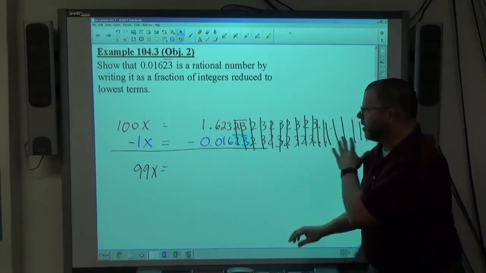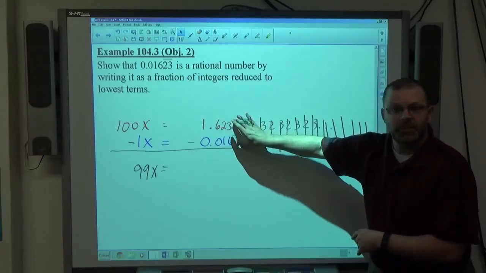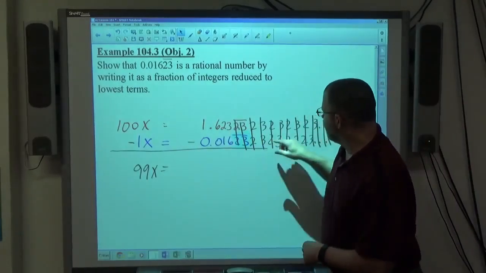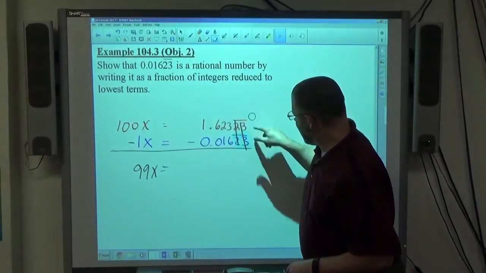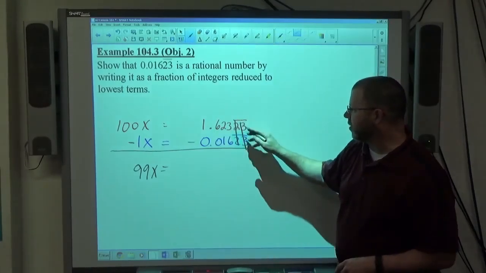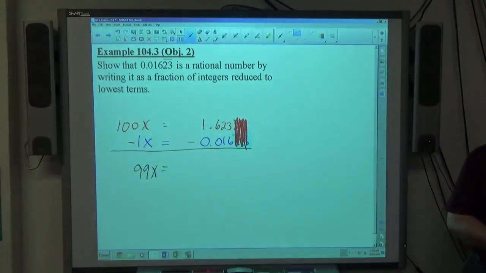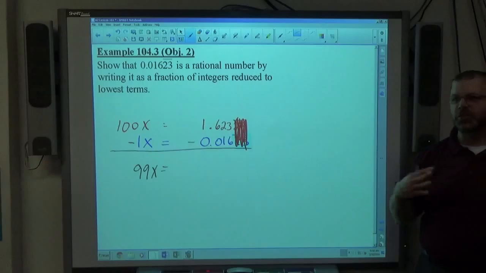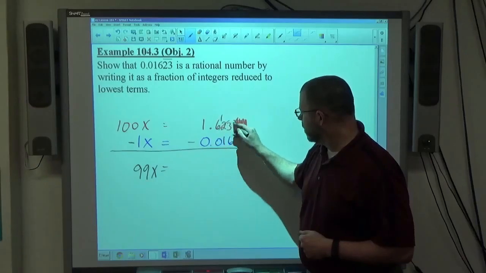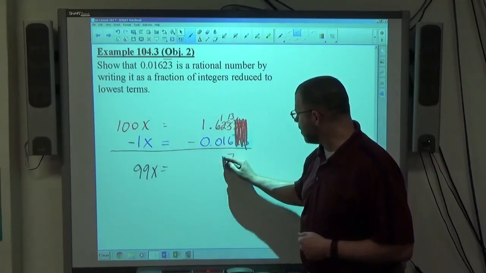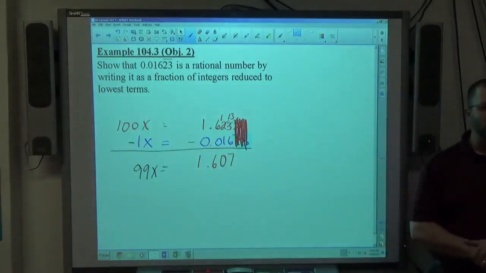So the effect all this has, since we got these two repeating things in the same location and we're subtracting, is that even though there's infinity of them, it's sufficient to just do that. The 2's cancel the 2's, the 3's cancel the 3's. Those are gone. And just like that, the infinity goes away from the problem, and we're left with finite. We're left with simple. So 1.623 minus 0.016, borrow 1. 13 minus 6 is 7, 1 minus 1 is 0, 6 minus 0 is 6, and 1 minus 0 is 1. So 99x equals 1.607.